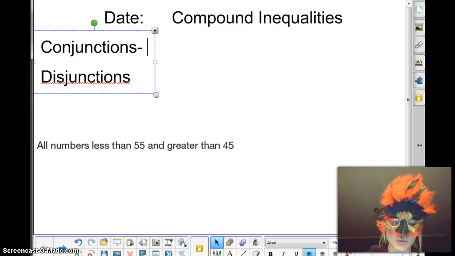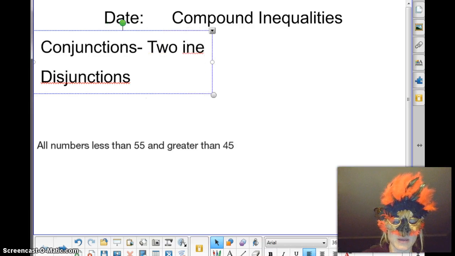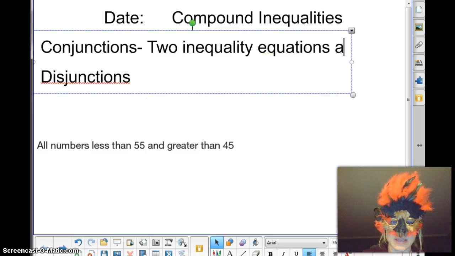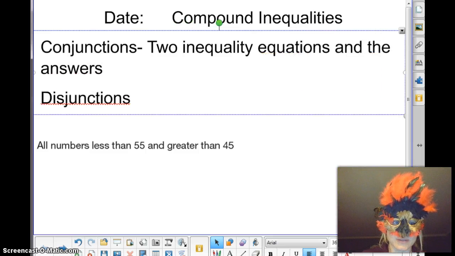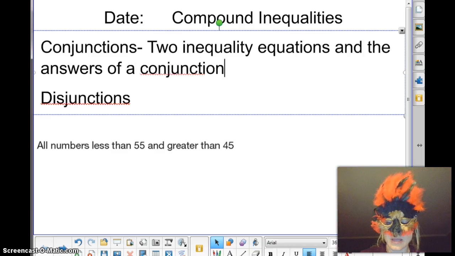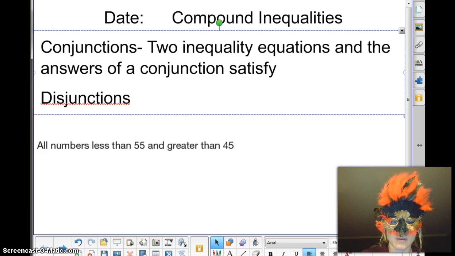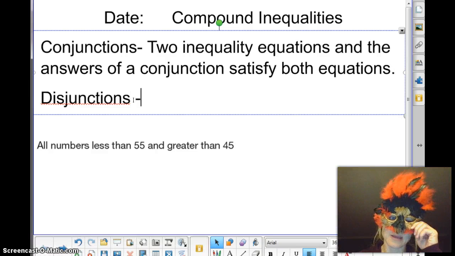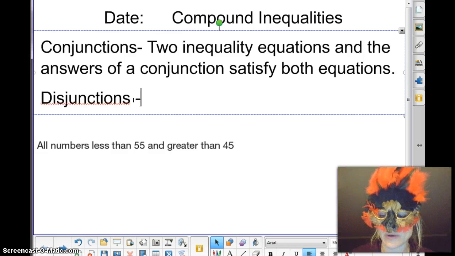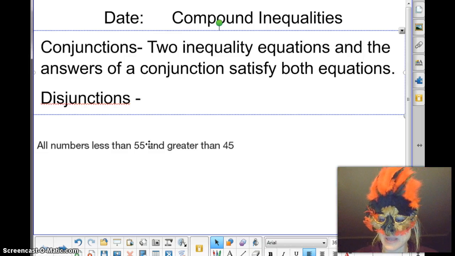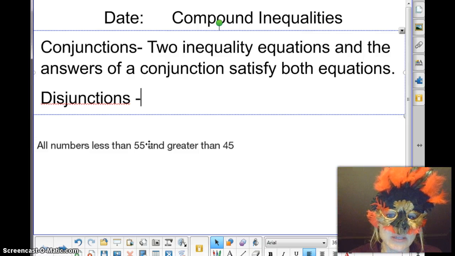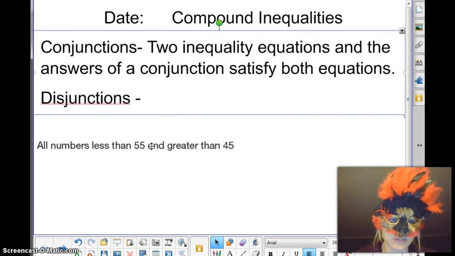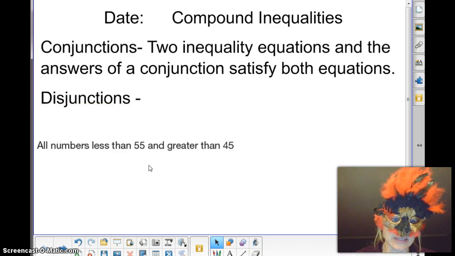So a conjunction is when you have two inequality equations and the answers of a conjunction satisfy both equations. Tomorrow we'll look at disjunctions and you'll kind of see the difference a little bit there. Okay, so we have two inequalities. So let's do an example because that'll sort of let us know exactly what I mean by two solutions that satisfy the equations. So you're going to have an example like this.